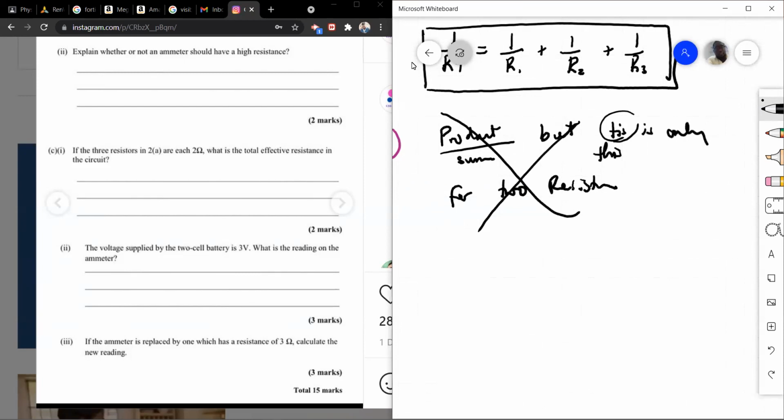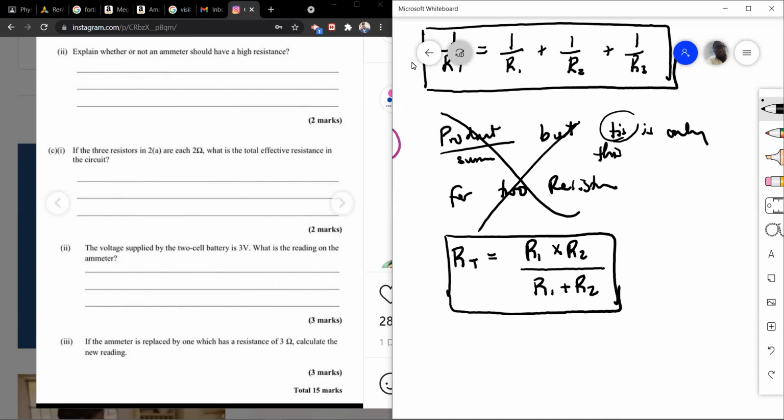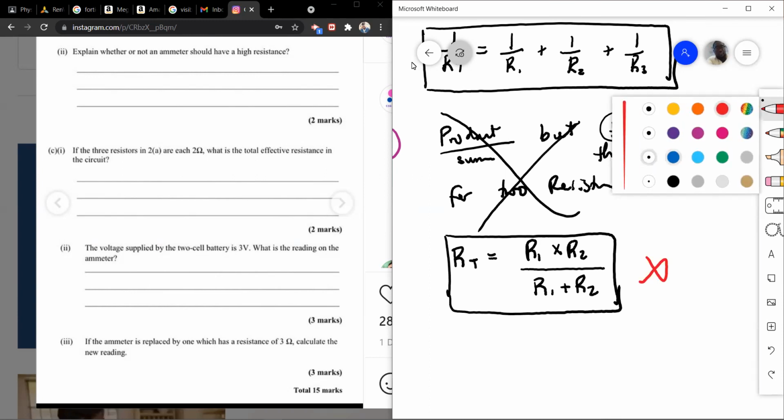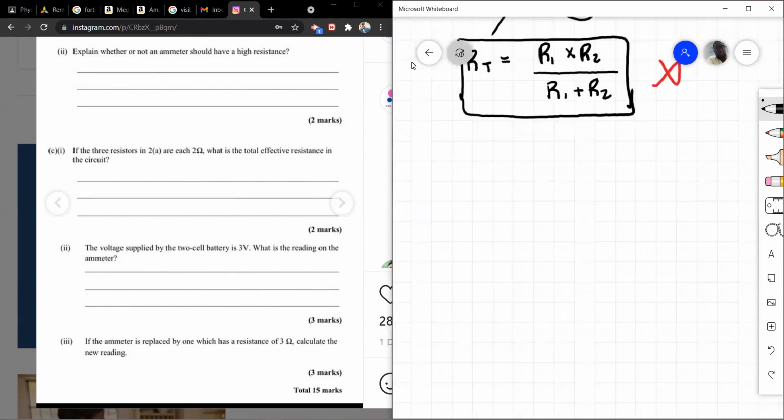By the way, product over sum is RT is equal to R1 multiplied by R2 over R1 plus R2. Remember, we only use this if we're working with 2 resistors, R1 and R2. So we cannot use this one. It's the wrong formula for this question because how many resistors am I working with? 3.